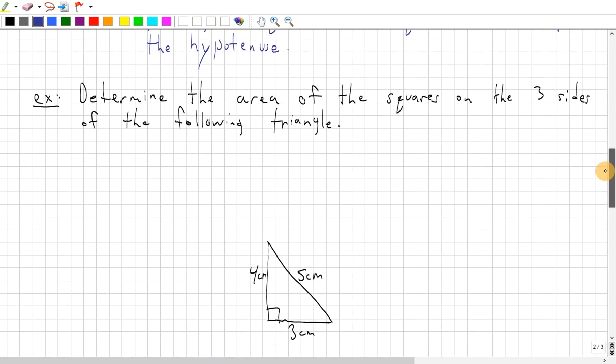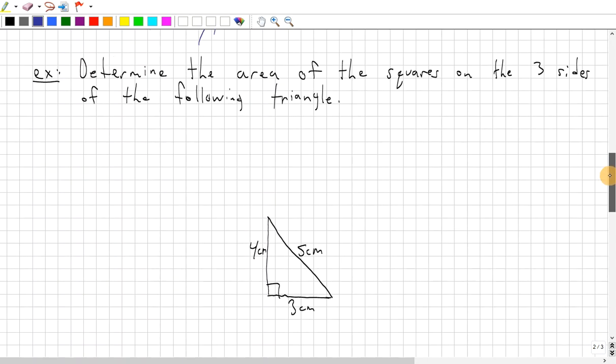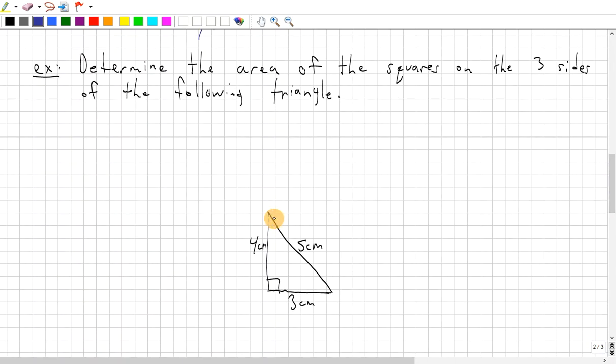So one more example here. Determine the area of the squares on the three sides of the following triangles. This is going to be just another exercise of building these squares. We have the side length this time. We're going to be drawing these squares and then figuring out what the area of each square is, given the side length. So I know that this leg over here on the left, the side length is 4, and all the sides are going to be 4.